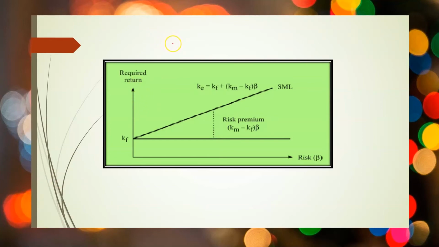Now let us consider the graph to understand the SML approach, the security market line approach, with regard to calculation of cost of equity. See, under this approach, KE is equal to the risk-free rate, or the risk-free cost of capital, plus the equity beta times the risk premium.